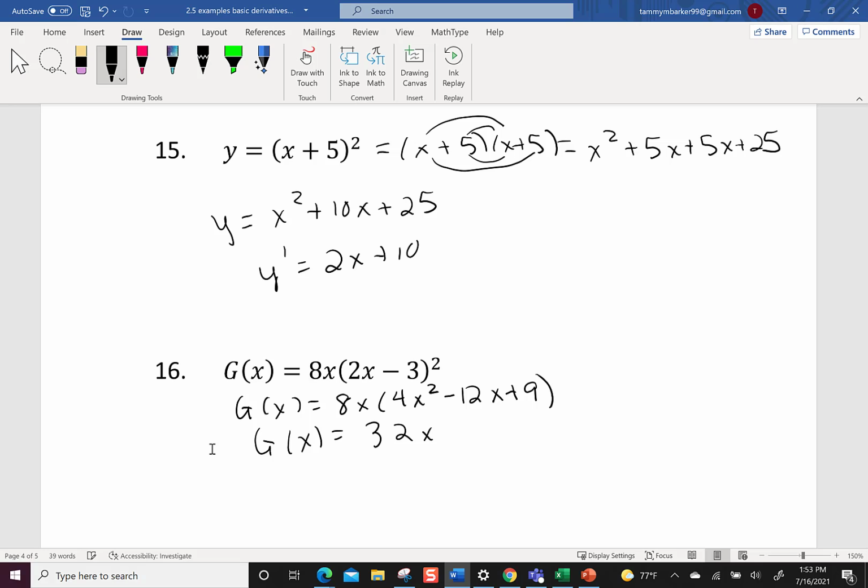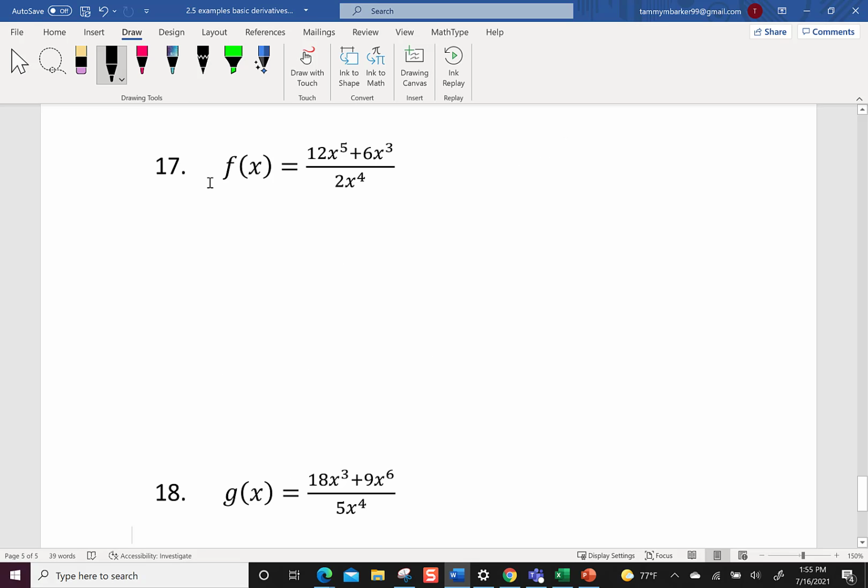8x times 4x squared is 32x cubed. 8x times negative 12x is negative 96x squared. And then 8x times 9 is 72x. Now I can take the derivative. 32x cubed becomes 96x squared. Negative 96x squared becomes minus 192x. And 72x becomes 72. Again, you're watching for all the powers dropping. So 3 went to 2, 2 went to 1, and 1 went away.